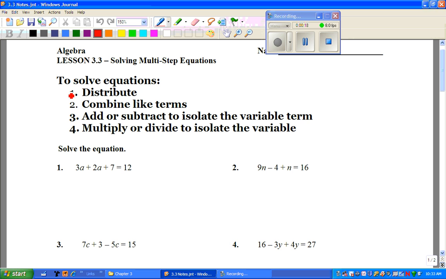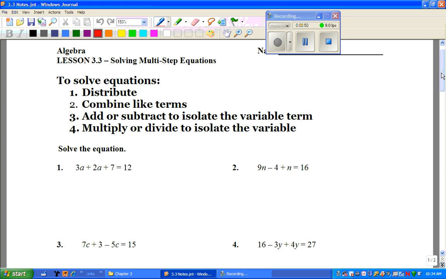So where are my markers at right now? Step one, whenever you're going to solve multi-step equations, is always going to be to distribute if you can. Step two will be to combine like terms. Three will be to add or subtract to isolate the variable term. And when we say add or subtract, we mean to go ahead and get rid of the constant term. And then the last step for solving multi-step equations is to multiply or divide to isolate the variable. Okay, so we have these four steps here. We can keep referring back to them.